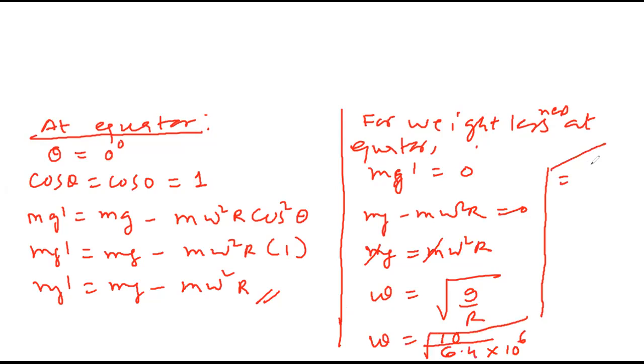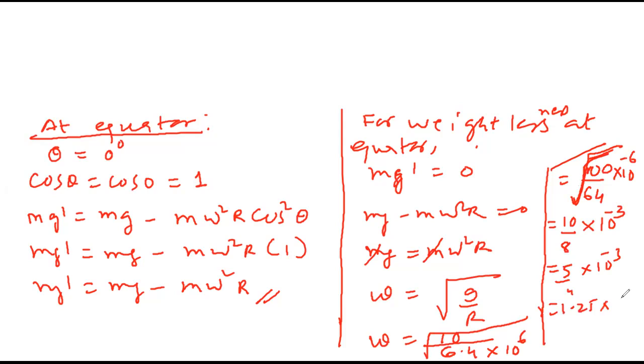So it will become root of 100 upon 64 into 10 raised to minus 6. Yes, sir. 100 square root is 10, 64 root is 8 into 10 raised to minus 3. This is 5 by 4 into 10 raised to minus 3. So 1.25 into 10 raised to minus 3 radian per second should be the speed if the body feels weightlessness at the equator. Very important MCQ type question.